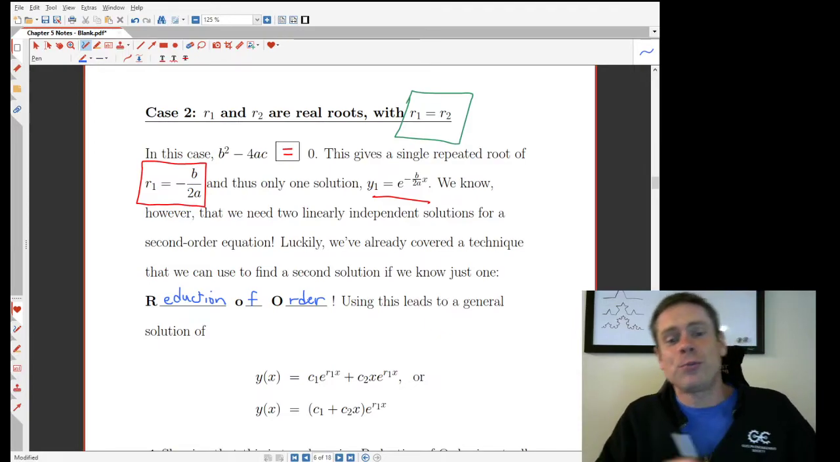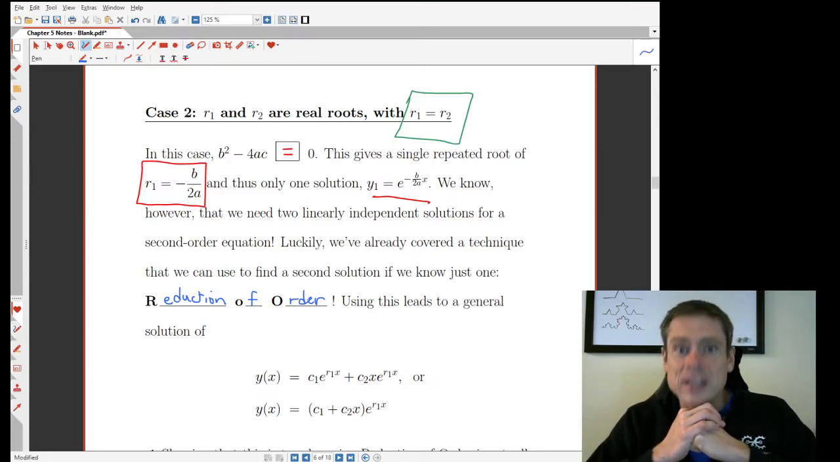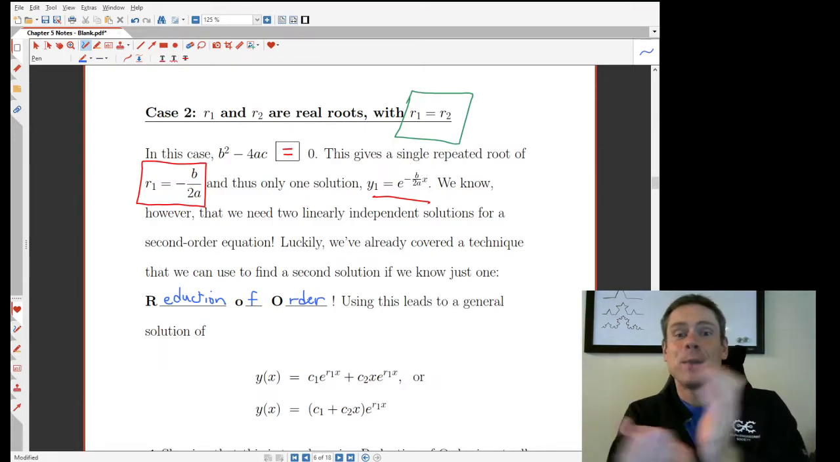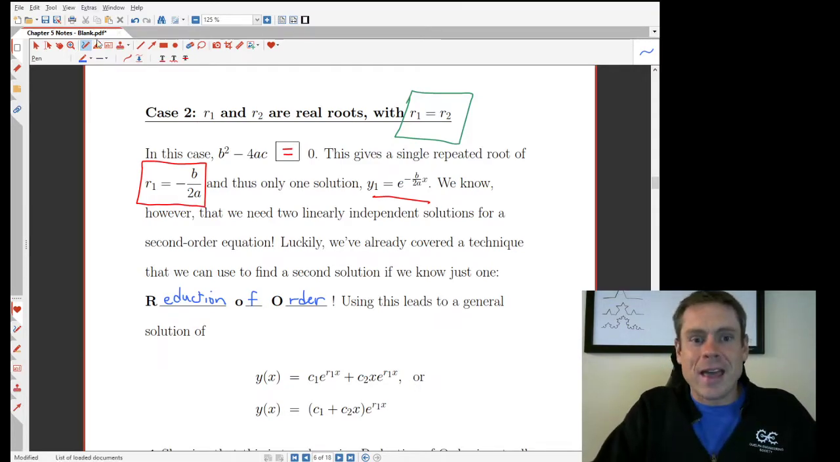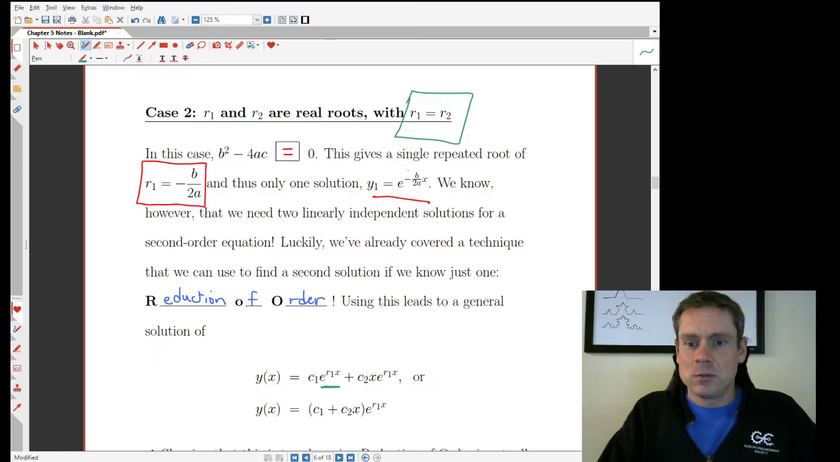Regardless, if you use reduction of order, you find out that a second linearly independent solution is actually given by the same exponential, but this time times an x. So you get a general solution that involves e to the r1x, which is the first solution that we would have found, and then x e to the r1x right here. So this is the second linearly independent solution. This would be our y2. And this is our y1.